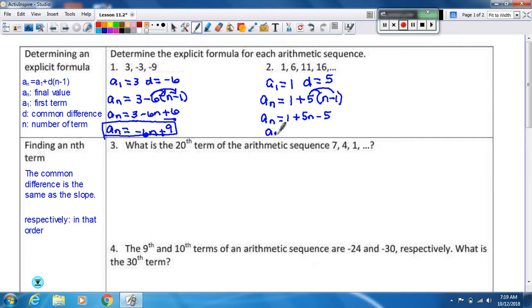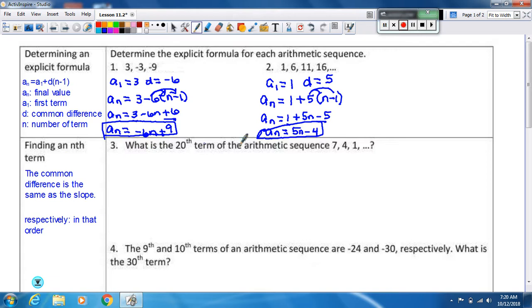I'm going to combine like terms. So I've got 5n. I can put a 1 and a negative 5 together. I get a negative 4. So a_n equals 5n minus 4. And that's the answer to that one.